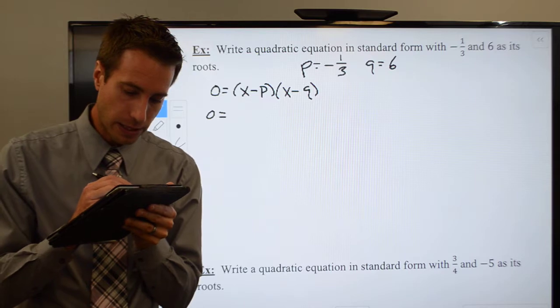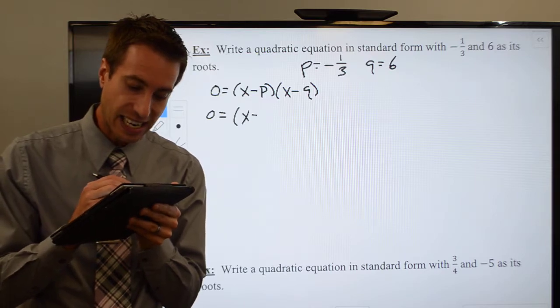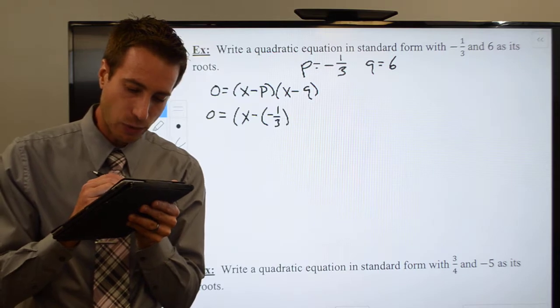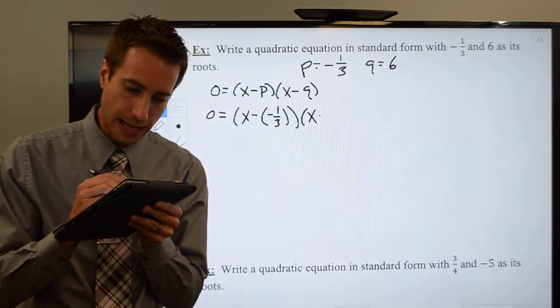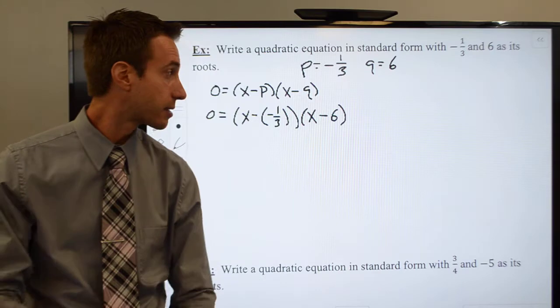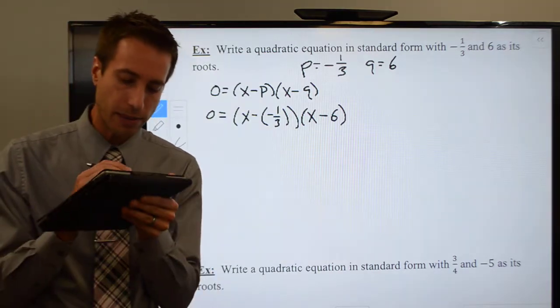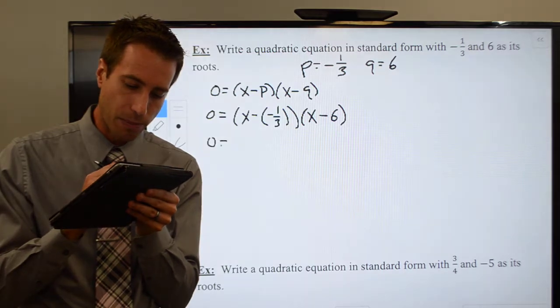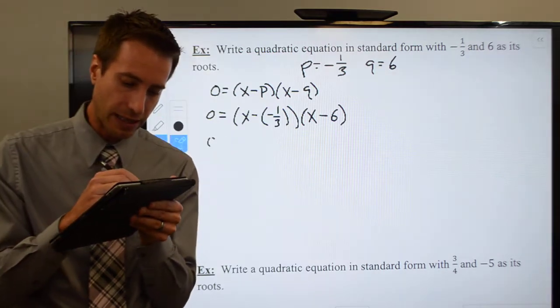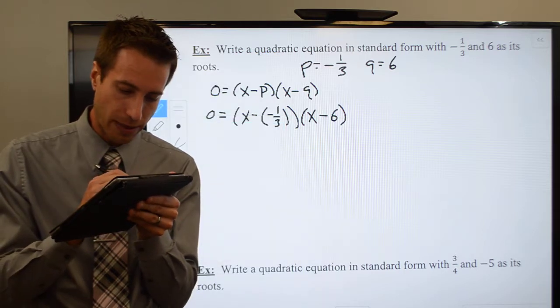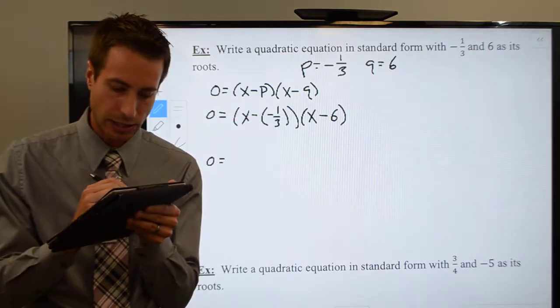0 is equal to x minus, careful, watch your signs. My first root is a negative 1/3, and then x minus 6. A negative times a negative is going to be a positive 1/3. So let me do that first, and then we'll jump right into foiling. Let me leave myself a little bit of space so I can show you the FOIL method in case you need review with it.